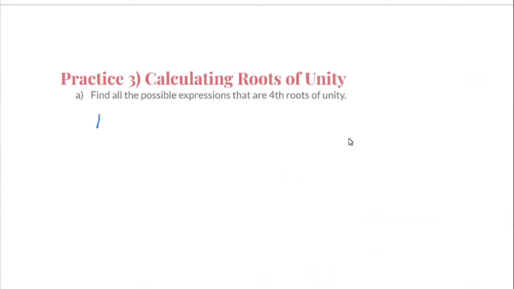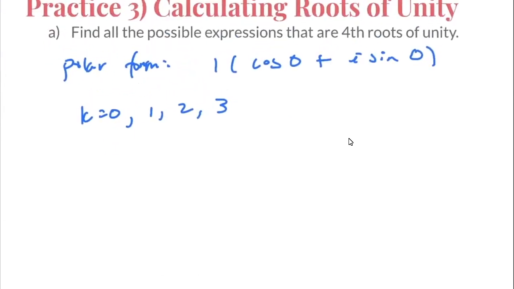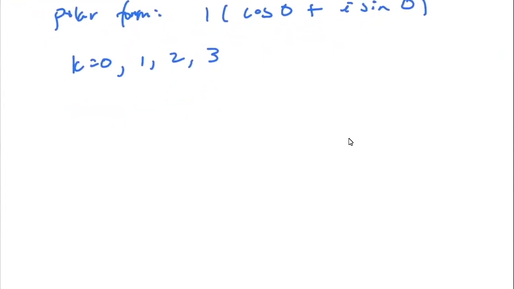We found the polar form. So the polar form is 1 times parentheses cosine of 0 plus i sine of 0. And so we know that our argument is 0 and our modulus is 1. So we're going to find all of those roots for k equals 0, 1, 2, and 3. I'm going to hopefully fast forward during this part, but yes, let's go ahead and find those.